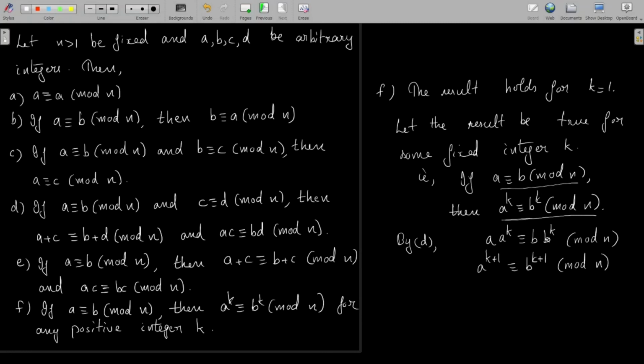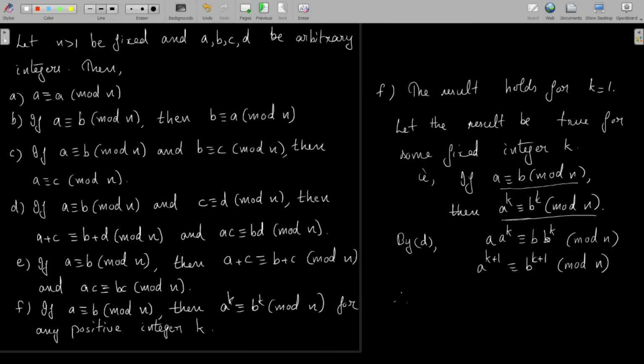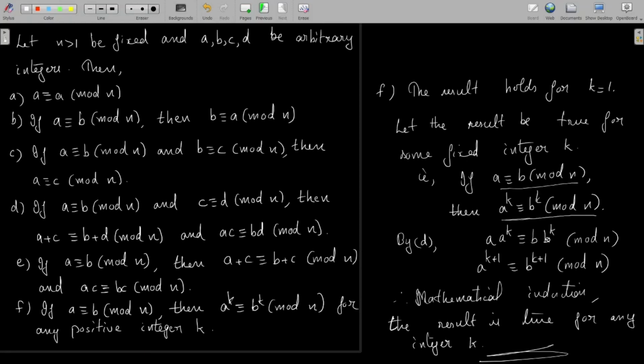So if the result is true for k, the result is true for k plus 1 also. And we have shown that the result is true for k equal to 1. Therefore, by mathematical induction, we may conclude that the result is true for any integer k. So these are some basic properties of congruence relations.